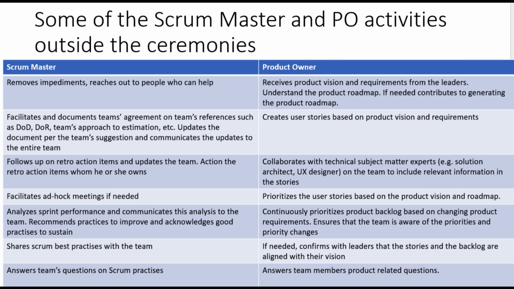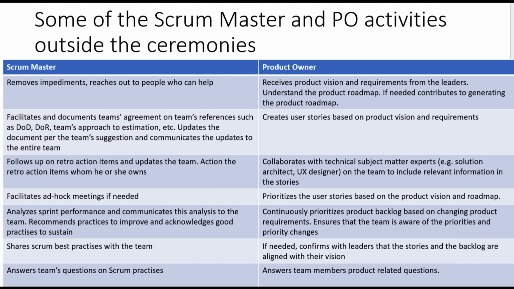Moreover, it's a very good practice to inform the team when the blockers are removed so that the team is aware. Also, the Scrum Master facilitates and documents the team's agreement on team references such as definition of done, definition of ready, the team's approach to estimation, etc. Moreover, the Scrum Master updates the document per the team's suggestion and communicates these updates to the entire team. It is important that the team is aware of and aligned on the most up-to-date versions of team references.